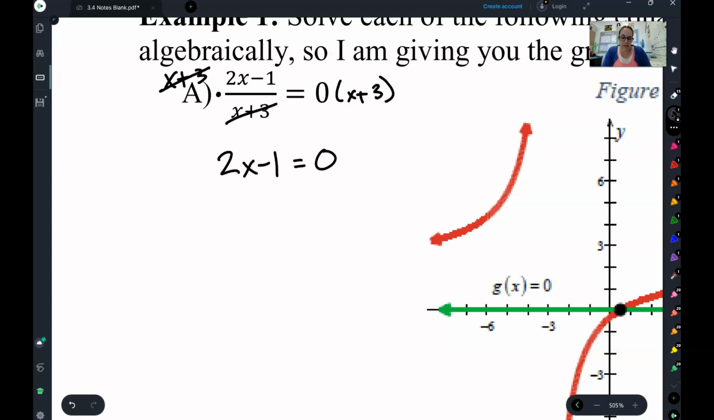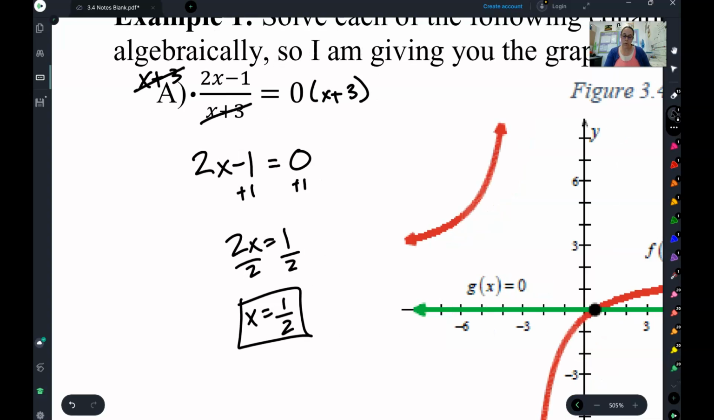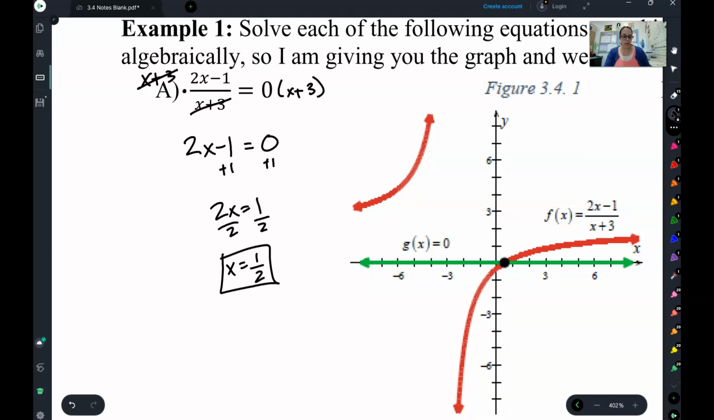Now 0 times anything is just 0, which makes this very easy to solve for. And we get 1/2, which is the x value where this equation intersects the 0 line. So if you have this equation in red, where it intersects the 0 green line is at an x value of 1/2. So that is how you solve it, and that is what it means graphically.